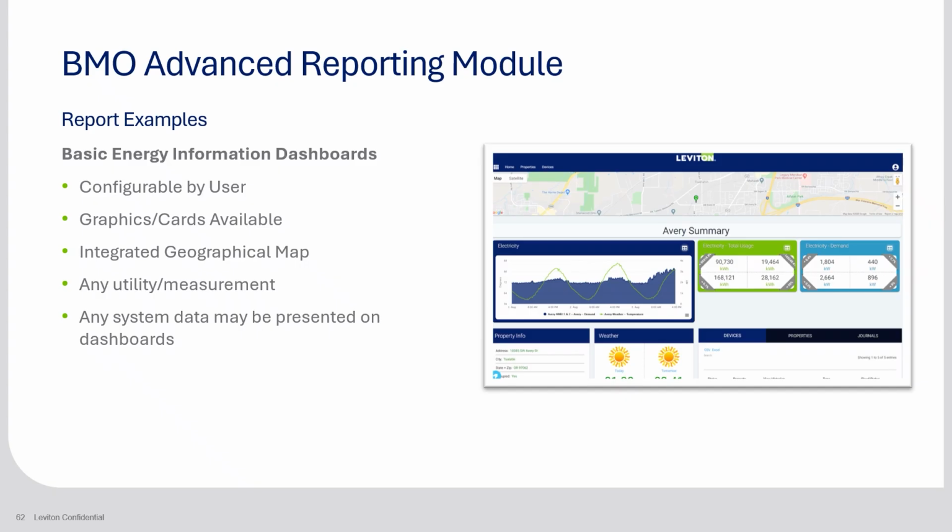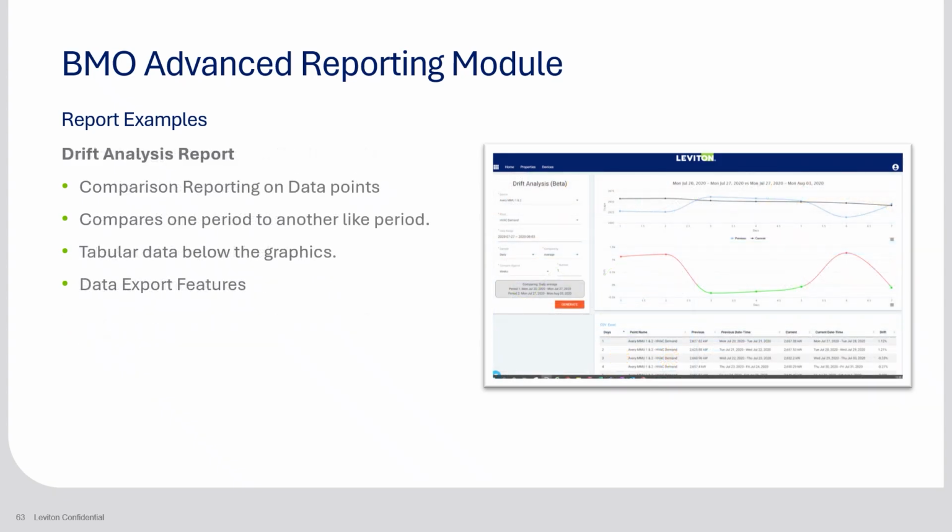The drift analysis report compares data points over time periods to help spot changes. It compares one period to another like period. The data is graphed as well as shown in a table below the graph. As with most of the reporting tools, this data is easily exported to a CSV or spreadsheet.